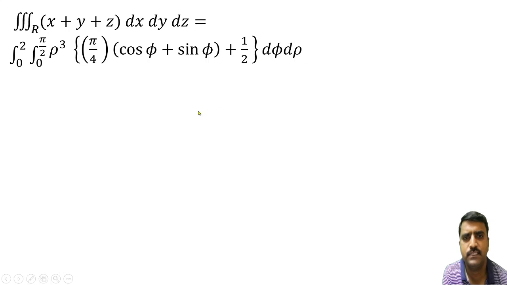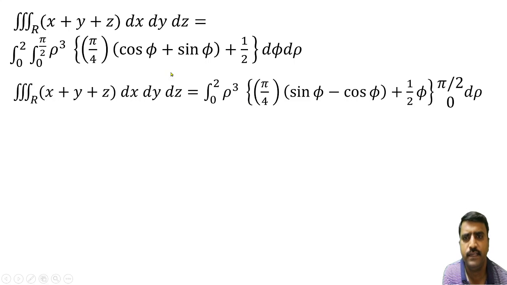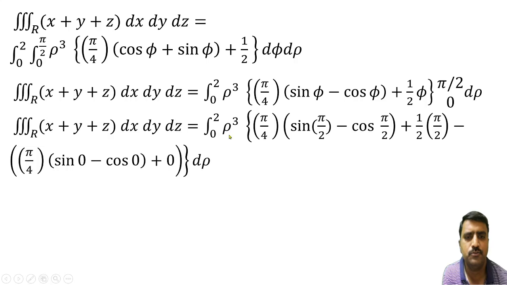So next integration is with respect to phi. So integrate with respect to phi. Rho cube as it is, pi by 4 is a constant, keep it as it is. Integration of cos phi is sin phi minus integration of sin phi is minus cos phi plus integration of 1 by 2 with respect to phi is phi by 2 with limit 0 to pi by 2 into d rho. You apply the limits here. So it is 0 to 2 rho square into this is pi by 4 into sin pi by 2 minus cos pi by 2 plus 1 by 2 into pi by 2 minus lower limit is 0, you put 0 in place of phi. This is 0, cos 0 is 1 plus 0.